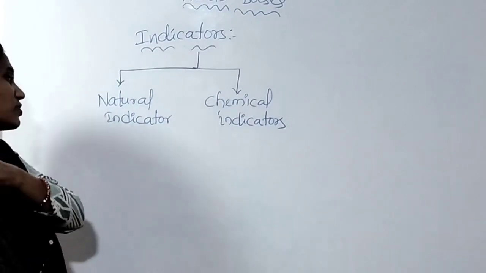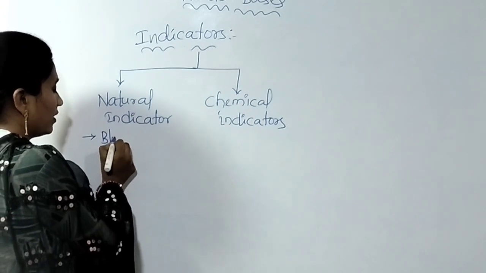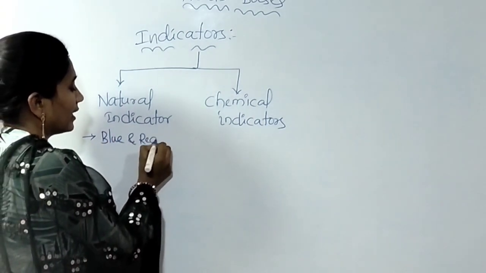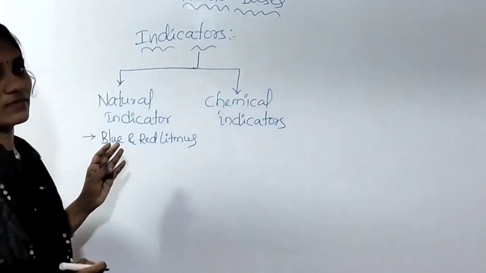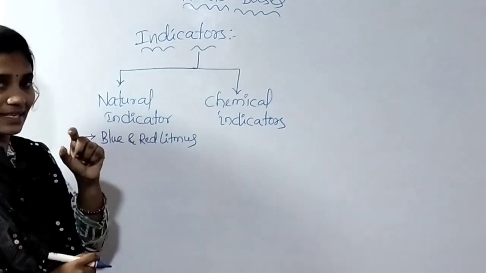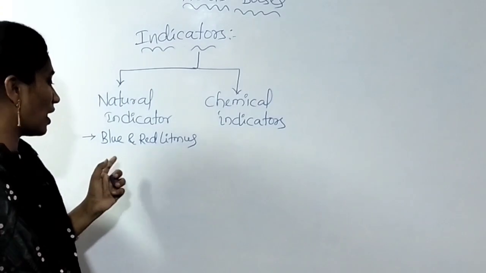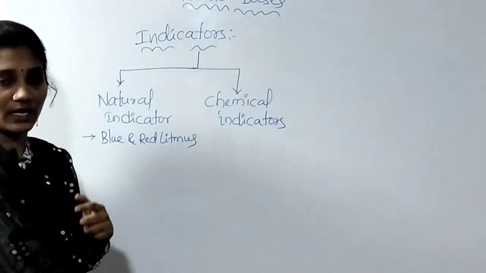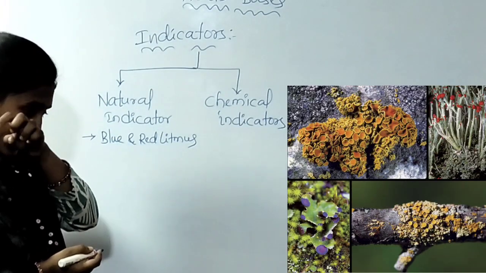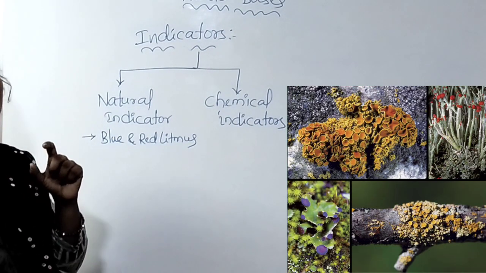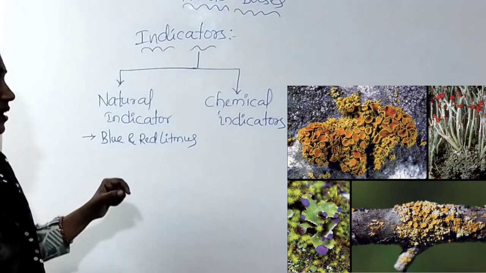Mainly these natural indicators are available in the form of blue litmus paper and red litmus paper. You might already have heard about these two types of paper strips, blue litmus and red litmus. These are natural indicators and they help us to identify the nature of a substance. Then how are these litmus papers prepared? They are prepared from lichens. Lichen is an organism, and these are prepared from the extraction of lichen.